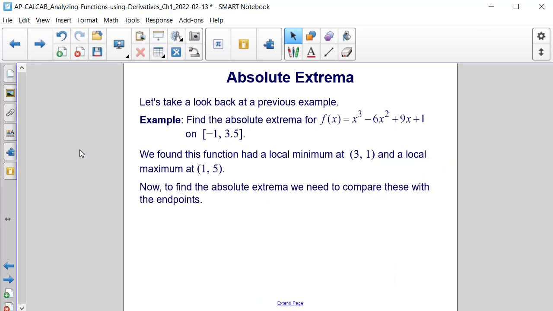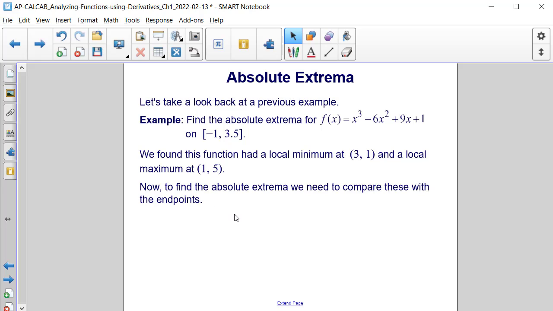Let's take a look back at a previous example. Find the absolute extrema for f of x is equal to x to the third minus 6x squared plus 9x plus 1 on the interval from -1 to 3.5. Well, we found that this function had a local minimum at 3, 1 and a local maximum at 1, 5.